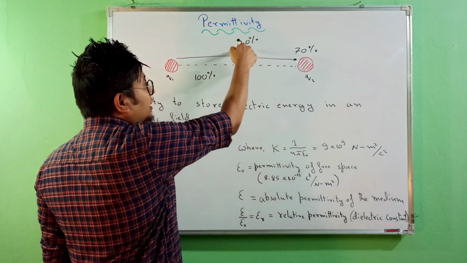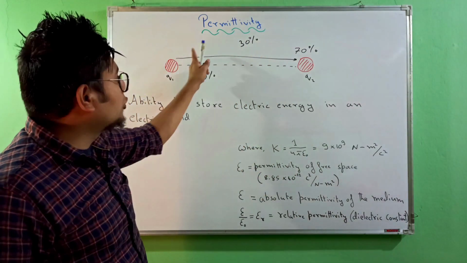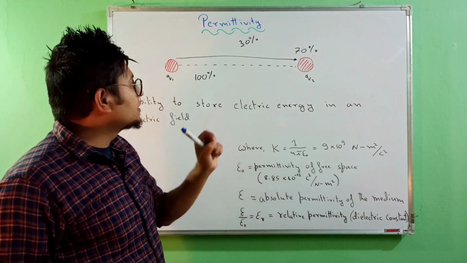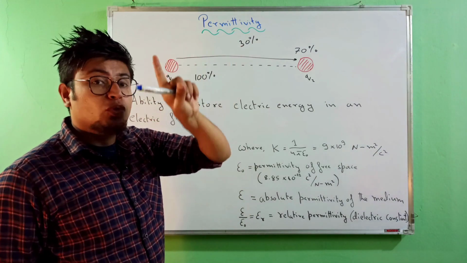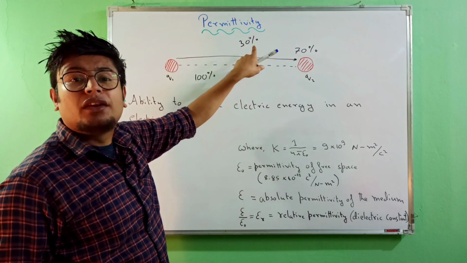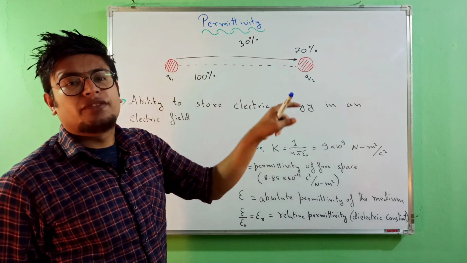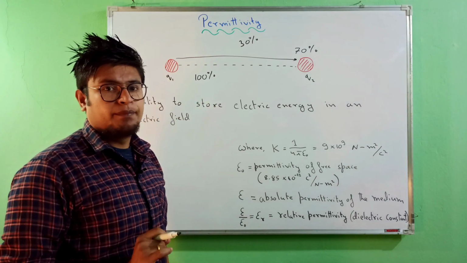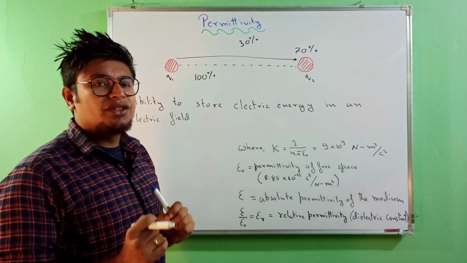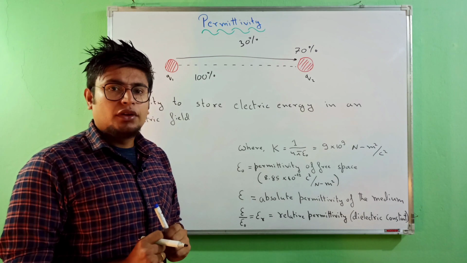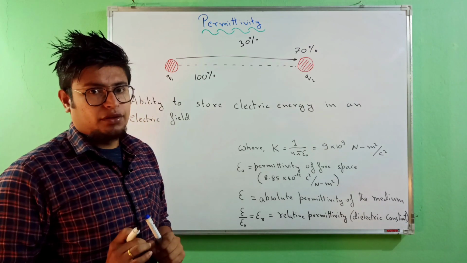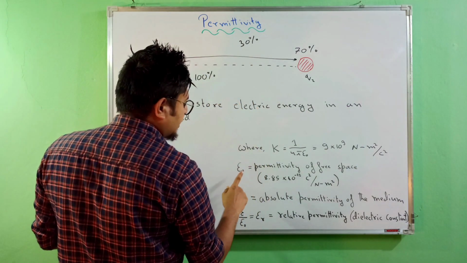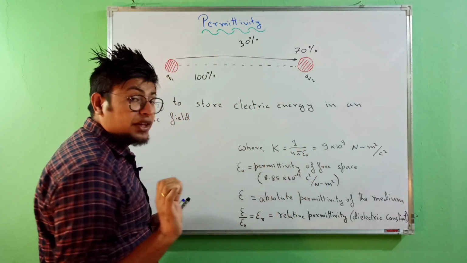So this 30% energy is the ability of this particular medium to store the energy in an electric field. It is the strength of this particular medium to hold this much amount of energy in itself. So this is the physical significance of permittivity of a medium, where how much energy can it hold in itself in case of electric field. And suppose now this is an example for permittivity of free space.